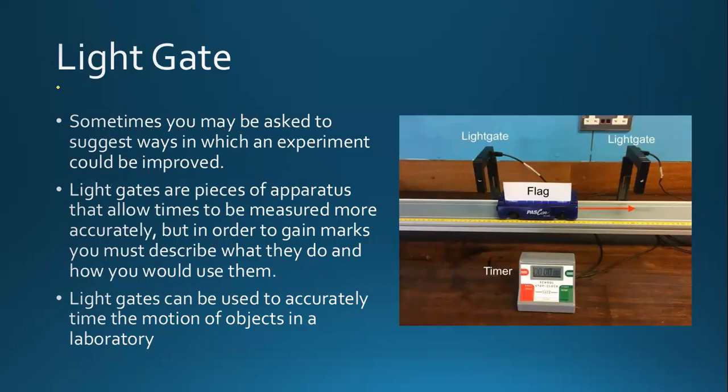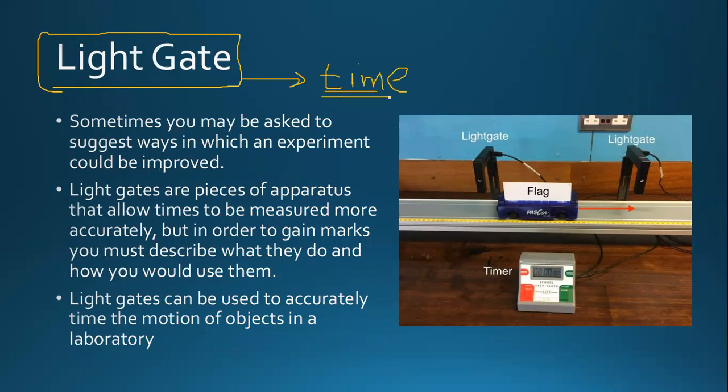There's an instrument, or you can call it a piece of apparatus, known as a light gate. Till now, for calculating distance, we've been using a tape measure and a meter rule, but now I'll be talking to you about light gates. What are light gates? They are used for calculating time. Time is also calculated by a stopwatch, but a light gate is a much better way because it reduces the random error.